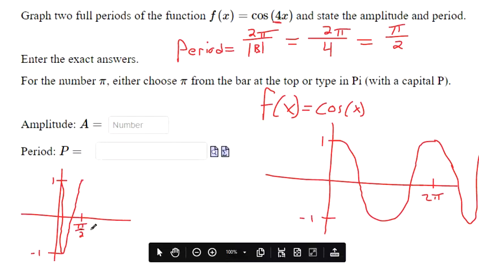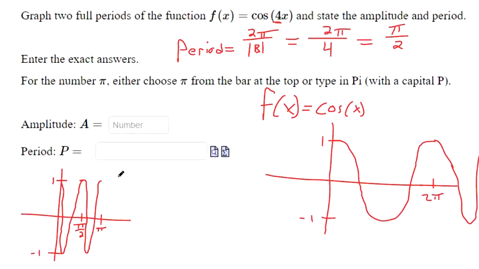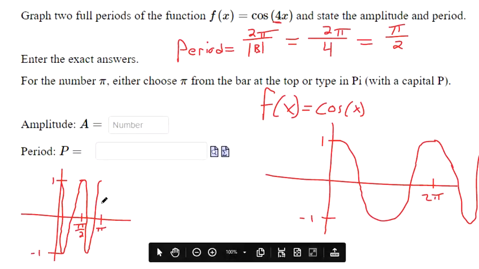If you do pi over 2 plus pi over 2, then you get 1 whole pi. That means we need to repeat ourselves after 1 pi. So we need to be back to the top by the time we reach pi. So that's 2 full periods of the function f(x) equals cosine 4 times x. I think that's it. So you'll want to select the graph that looks like this one here. And obviously you'll have something slightly different, so you'll want to repeat these same types of steps.